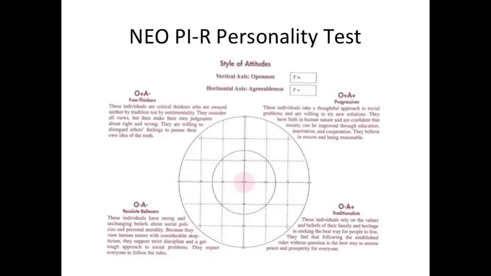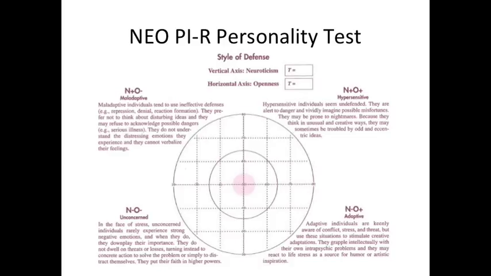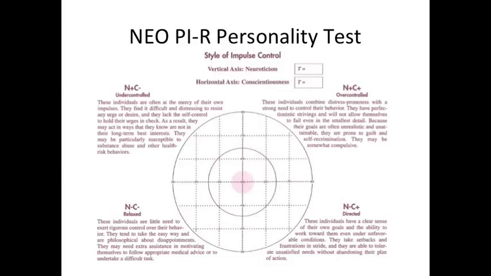And then, of course, there are people who aren't that open, who tend to be more traditionalist and more resolute in their beliefs. So, going quickly through some of these other examples, we have style of character, which is a combination of agreeableness and conscientiousness. We have the style of defense that a person has when they feel threatened, which is a combination of neuroticism and openness. We have the style of impulse control that a person generally uses, which we designate as a combination of neuroticism and conscientiousness.